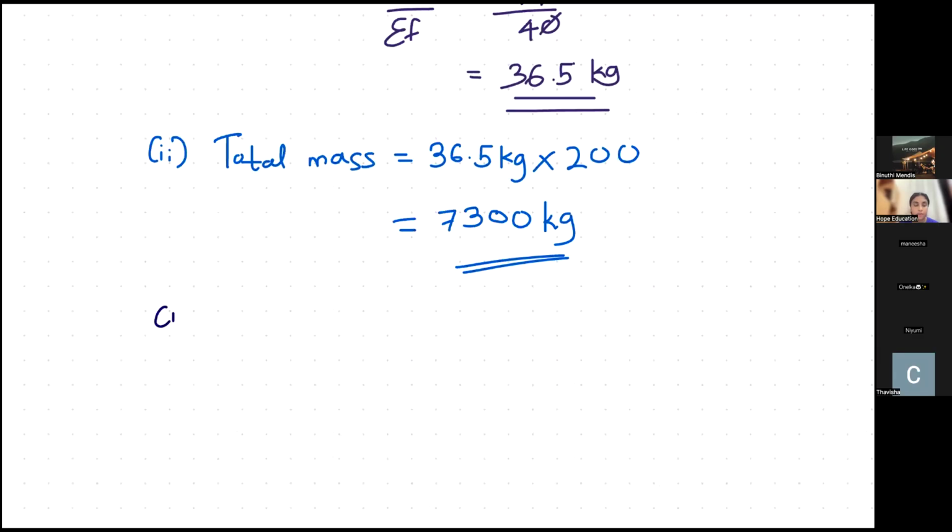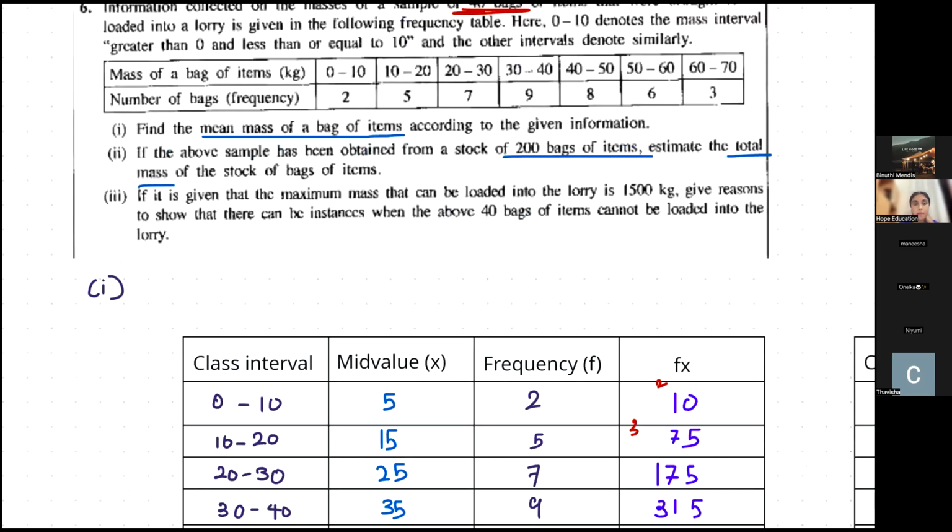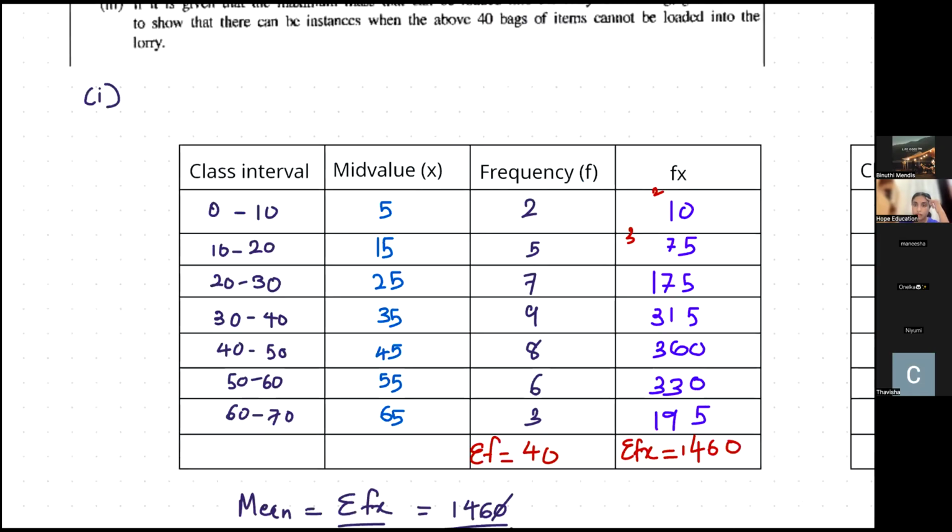Roman number 3. If it is given that the maximum mass that can be loaded into the lorry is 1,500 kg, give reasons to show that there can be instances when the above 40 bags of items cannot be loaded into the lorry. So let's try to understand this situation.